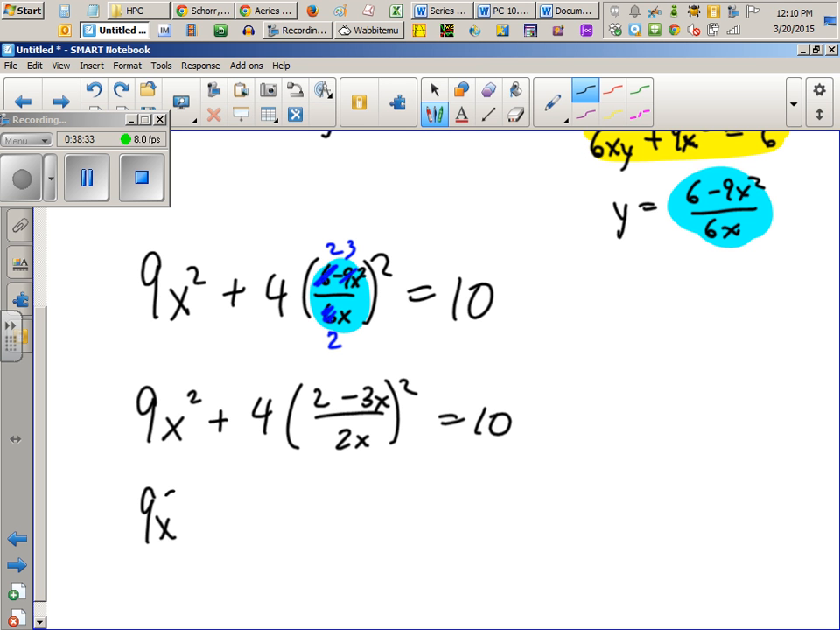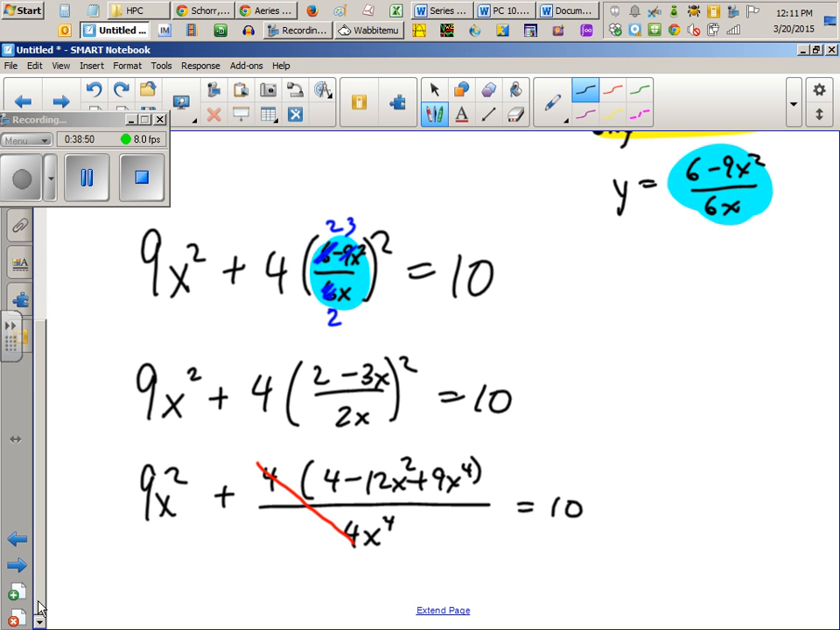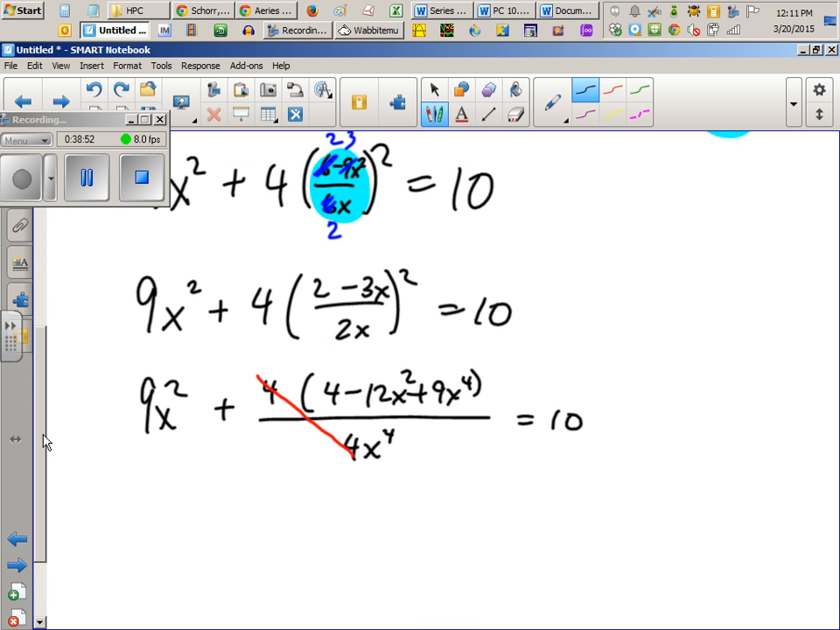Okay, so it's going to be 9x squared plus 4 times, and the top is 4 minus 12x plus 9x to the 4th. The bottom is 4x squared. Wait a second, it's 12x squared, thank you. Then the 4's cancel out. And the bottom is x squared, not x to the 4th. Sorry. There we go. But the 4's cross out. And then let's multiply by x squared throughout the equation. And remember, x cannot be 0 now. So x cannot be 0 if we do that.